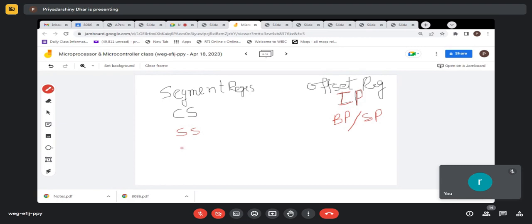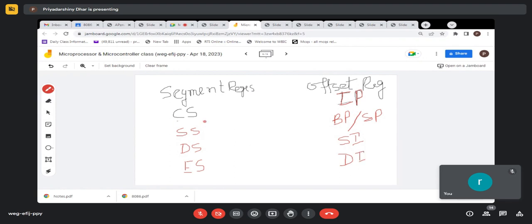If we consider DS, data segment memory, then the SI register holds the offset address. SI means source index register. And the last one is ES, the extra segment memory location. DI, the destination index register, holds the offset address.